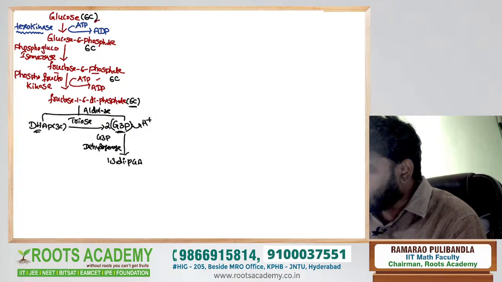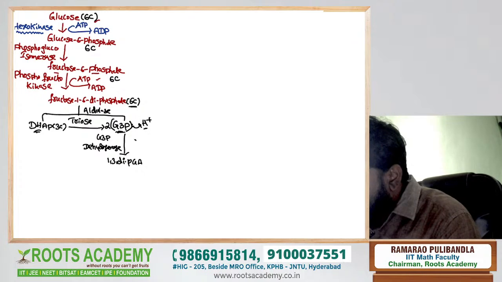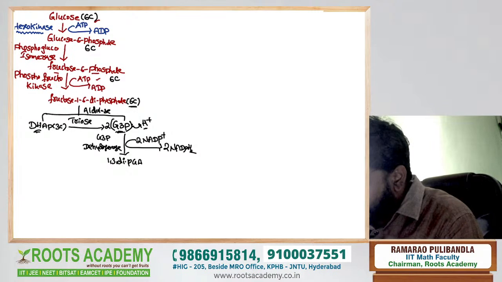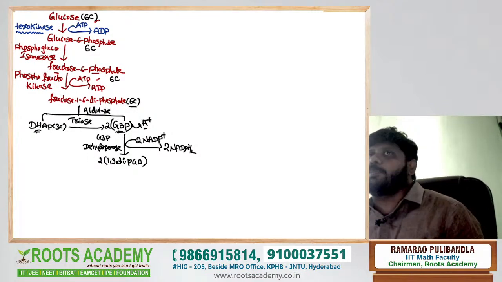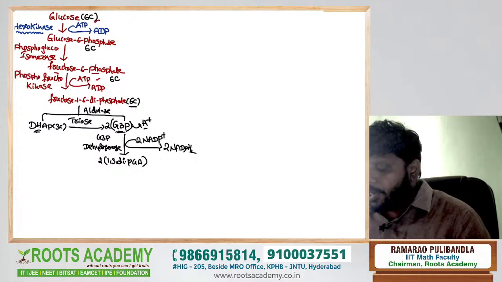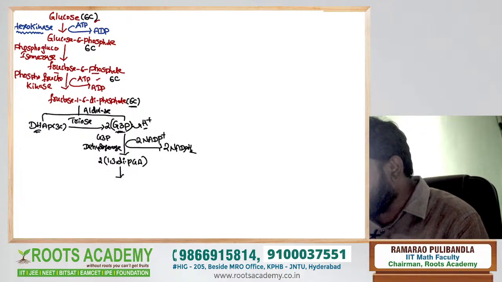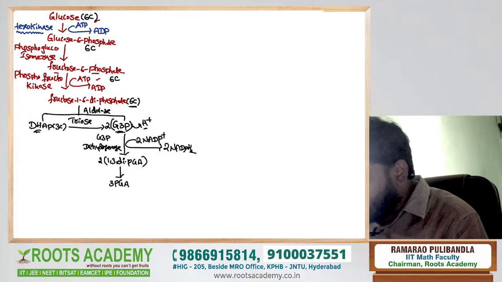See here, since there are 2 molecules, 2 NADP plus are converted into 2 NADPH2. Then how many come from 2 glyceraldehyde? 2 molecules of 1,3-dipGA are formed. Next, from 1,3-dipGA, PGA is formed.